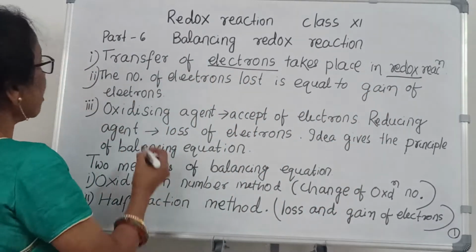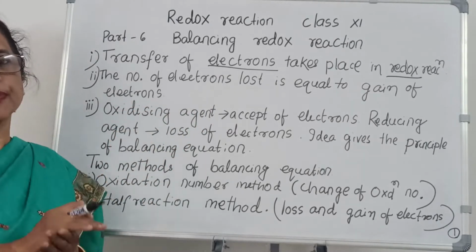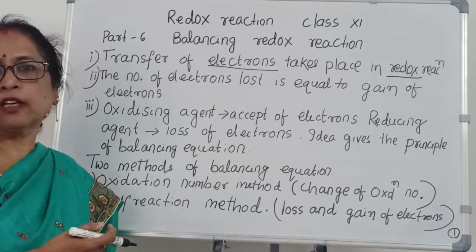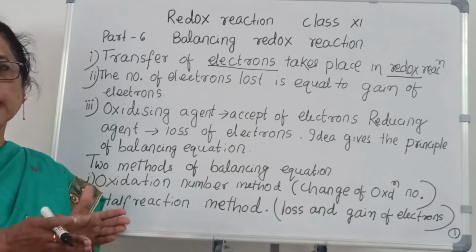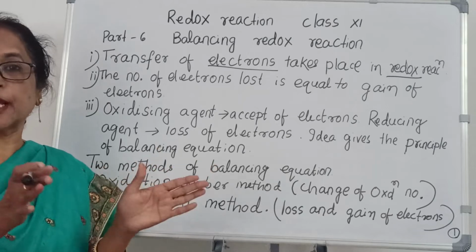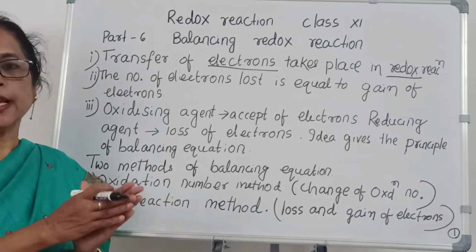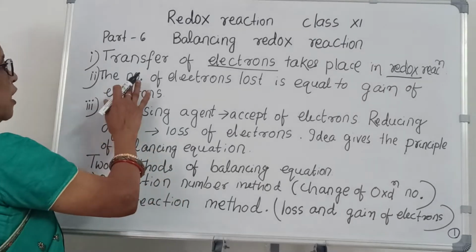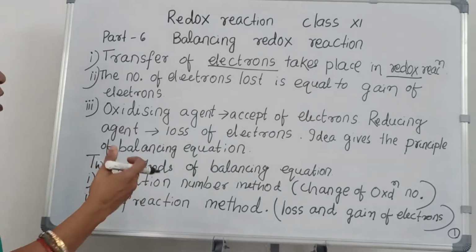The second one is that the number of electrons lost is equal to the number of electrons gained. You can find that if the oxidizing agent gains 2 electrons, then the reducing agent loses 2 electrons. That means the number of electrons gained and the number of electrons lost are the same. Gain and loss of electrons in the oxidizing and reducing agent always remain equal. So this is very important. The number of electrons lost is equal to the number of electrons gained or accepted.